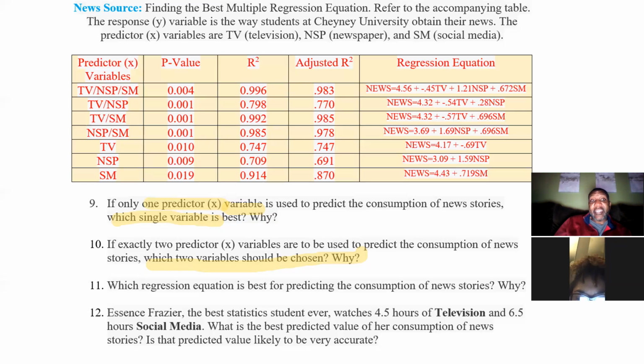Then the last one is asking which regression equation is best for predicting the consumption of news stories. Isn't it better to use the regression equation with only one variable? All right, but again, what did we say? You have to calculate the gains. Now, you can easily look at the gains, but for this class, you have to look at it. If you look at social media, let me highlight it. I'll take over for a little bit.